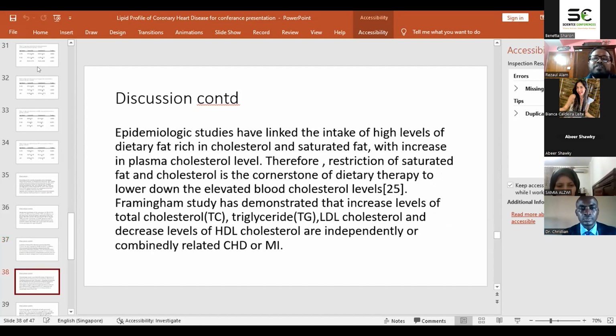Epidemiological studies have linked the intake of a high level of dietary fat, rich in cholesterol and saturated fat, with an increase in plasma cholesterol level. Therefore, restriction of saturated fat and cholesterol is the cornerstone of dietary therapy to lower the elevated blood cholesterol level. The Framingham study has demonstrated that increased levels of total cholesterol, triglyceride, and LDL cholesterol, and decreased level of HDL cholesterol are independently or jointly related to coronary heart disease or MI.